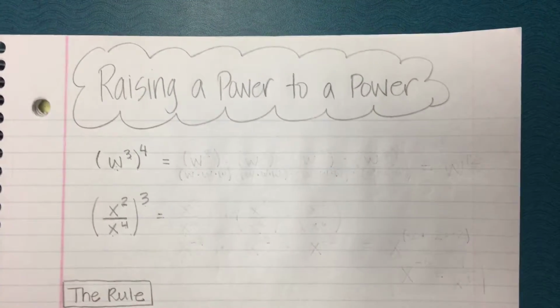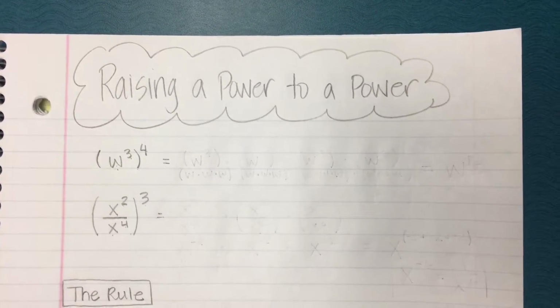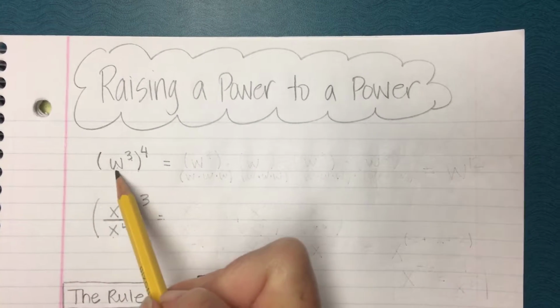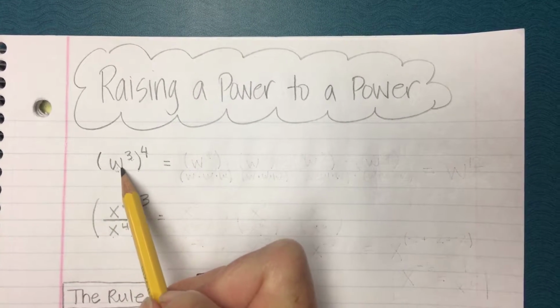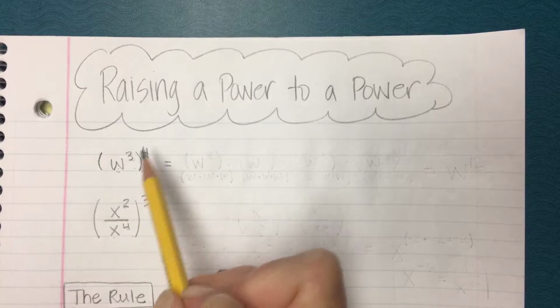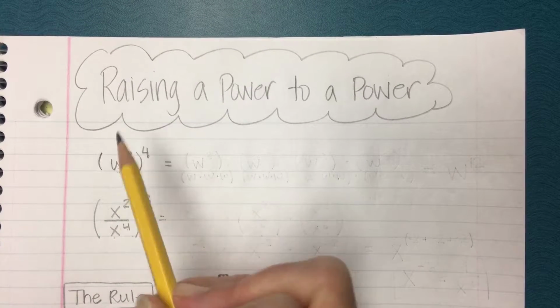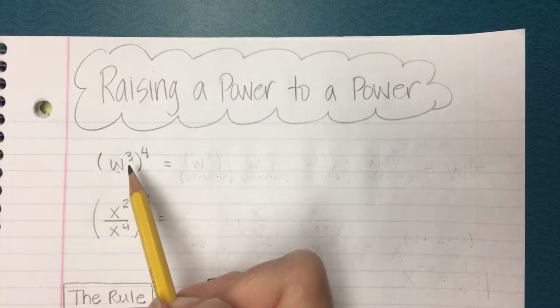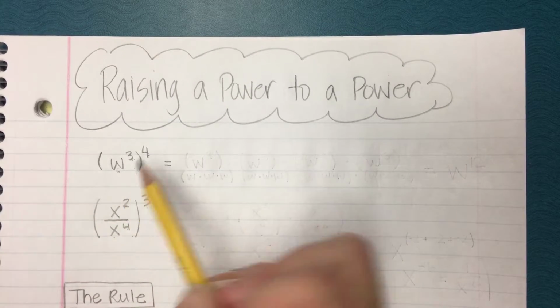Okay, today we're going to go ahead and raise a power to a power. What that means is I have the power of w to the third, and then within parentheses, that entire piece is going to be raised to the power of 4. So I'm going to expand to see how this answer comes about.